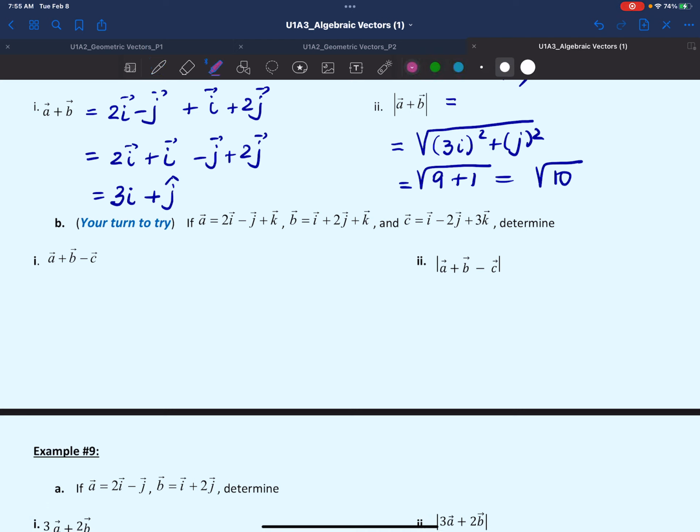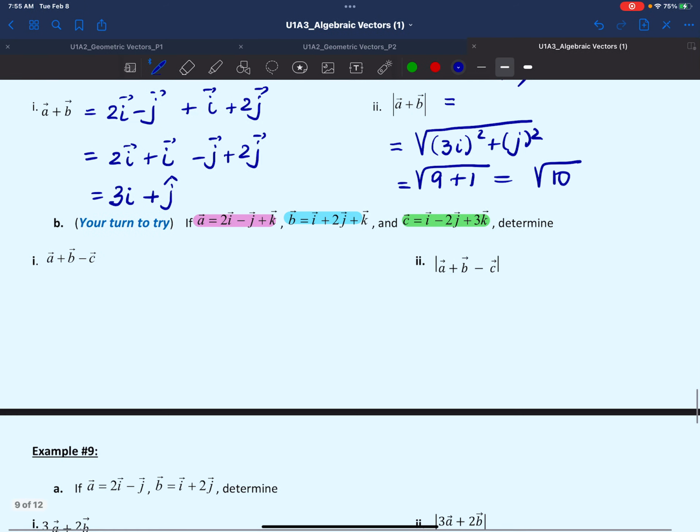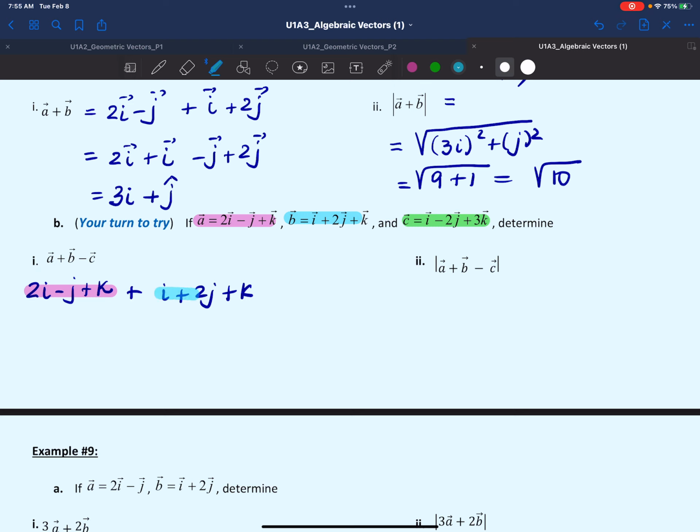This time we chose 3D vectors, but the idea is the same. And we have 3 vectors. So we have vectors A, B, and C, and we want to find A plus B minus C, which means that we have 2i minus j plus k, that would be vector A, plus vector B, which is i plus 2j plus k, minus vector C, which is i minus 2j plus 3k.